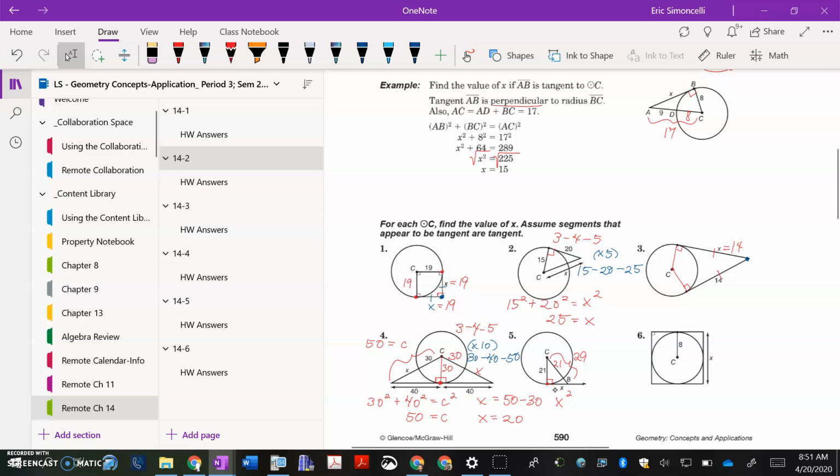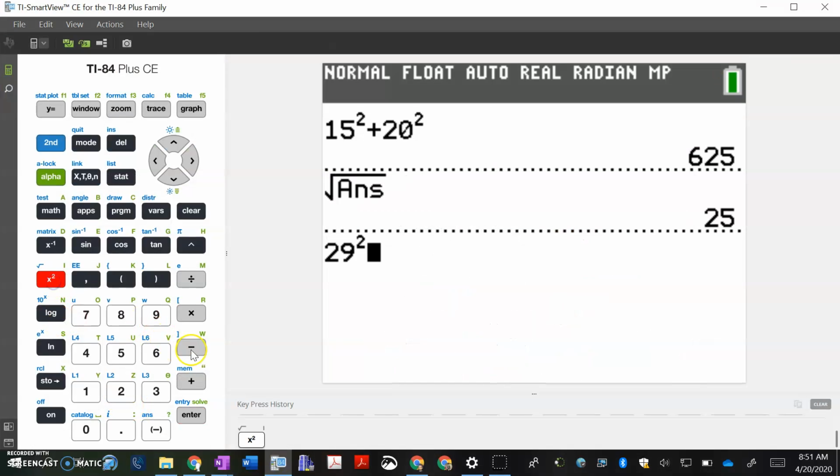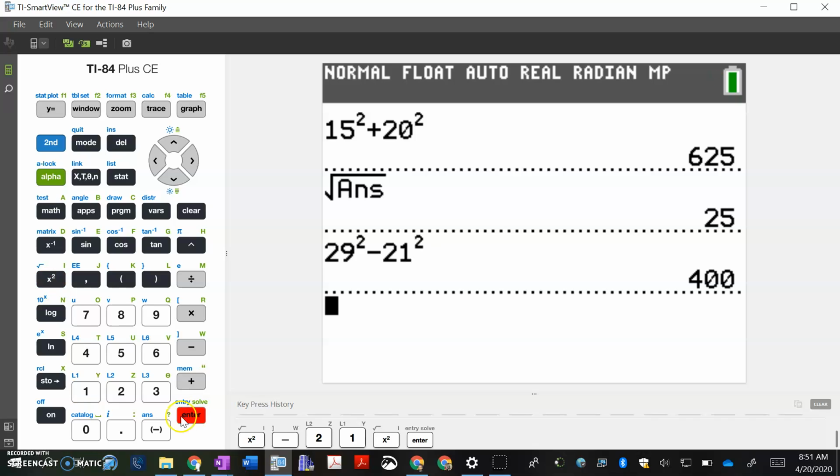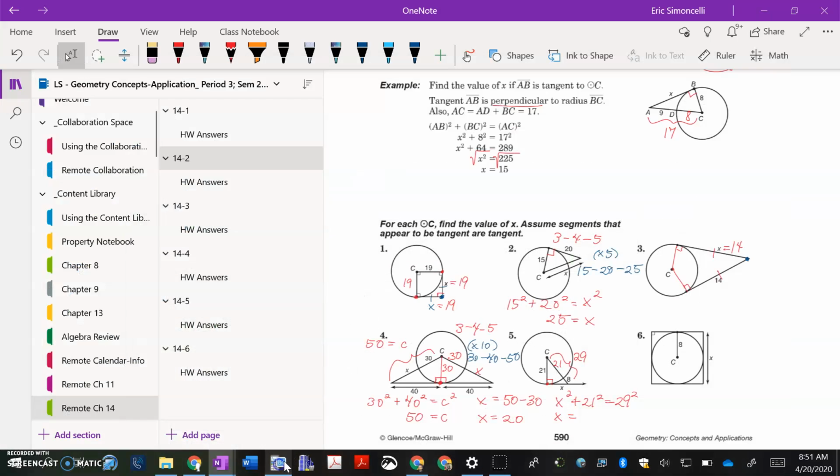So I've got a squared plus b squared equals c squared. Let's double check, or at least see on the calculator how this can play out. 29 squared minus 21 squared. And that ends up being 400, the square root of which does end up as 20, a nice value.